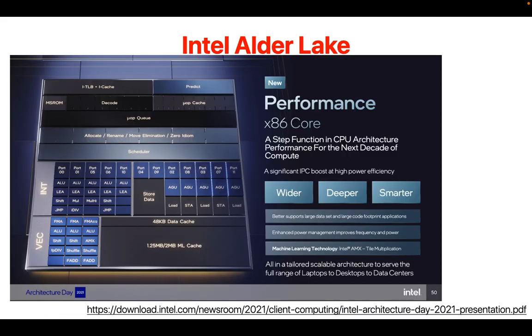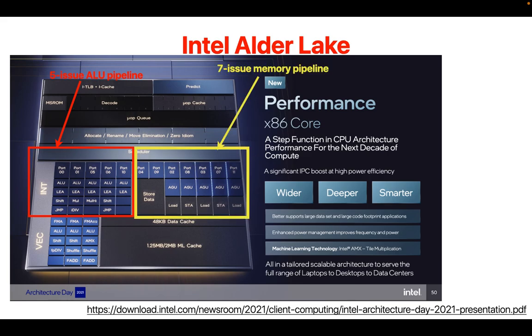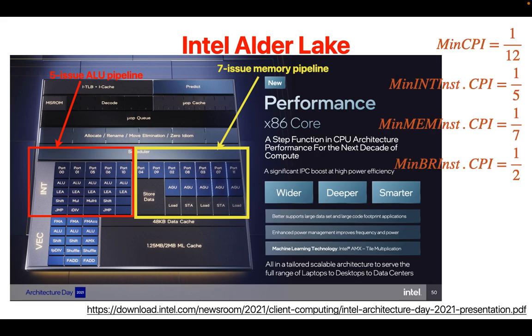Now, this is the latest Intel Alder Lake processor. As you can see, it's going even crazier. So it has a 5-issue ALU pipeline, but they also have a 7-issue memory pipeline because memory is actually the slowest part in the processor. So you want to have as many issues as possible for the memory instructions. So you can imagine the minimum CPI this processor can achieve is 1 over 12. So if you can program in a way that you can leverage these 12 functional units concurrently, that's the lowest CPI. It's even lower than 0.1.